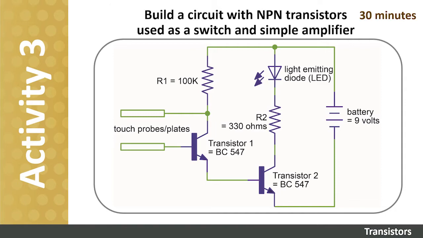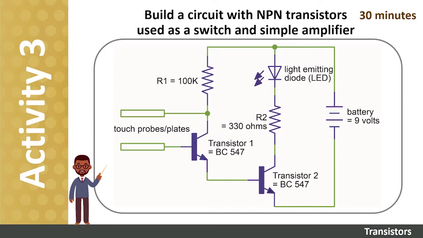Build a circuit with NPN transistors used as a switch and simple amplifier. Refer to your workbook for the detailed instruction on constructing the circuit. If you want to use the touch switch to drive heavier loads, for example lights or motors, then you can include a relay in the circuit.